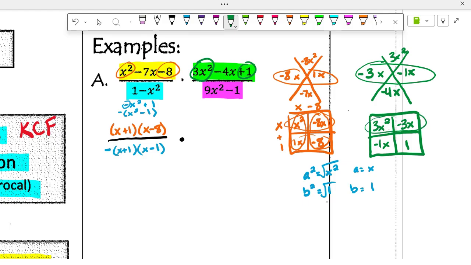What's the GCF of 3x squared minus 3x? 3x. GCF of negative 1x and 1. Not 1, but negative 1. If the first term's negative, take the negative out. What about the first column? So 3x squared and negative 1x, what do they have in common? X. Second column, negative 1. So this factored would be 3x minus 1 times x minus 1.